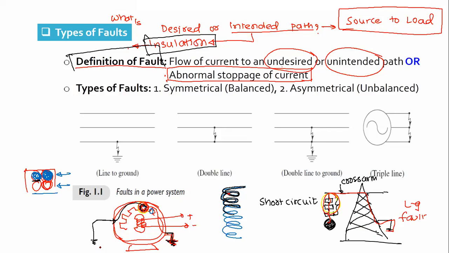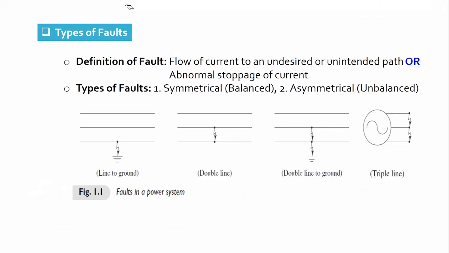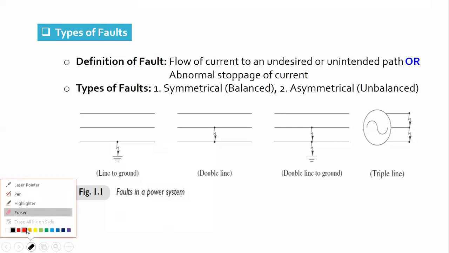Is the definition of fault clear, everyone? Now will you remember it? What do you mean by fault? It is a very simple definition: flow of current to an undesired or unintended path. Okay. Any doubt from anyone?